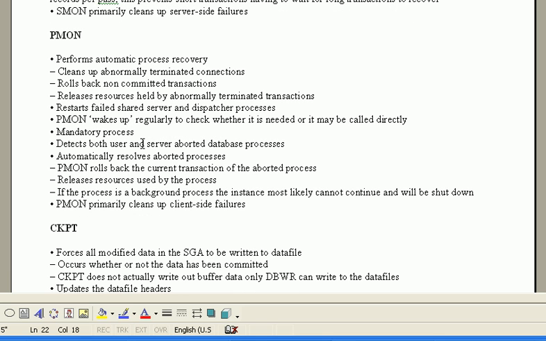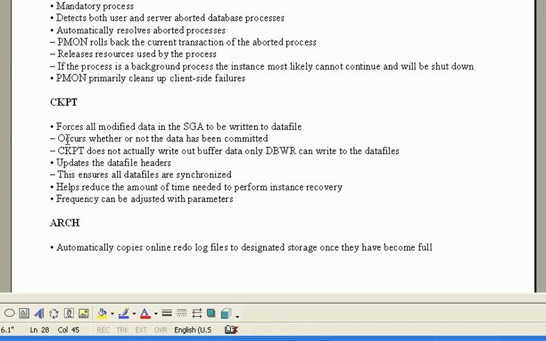It detects both user and server aborted database processes and automatically resolves them. That is, PMON rolls back the current transactions of the aborted process and releases resources used by the process. If the process is a background process, the instance most likely cannot continue and will be shut down. PMON primarily cleans up client-side failures.